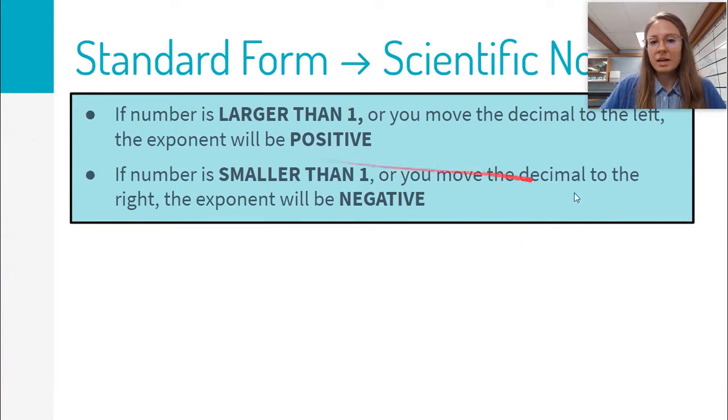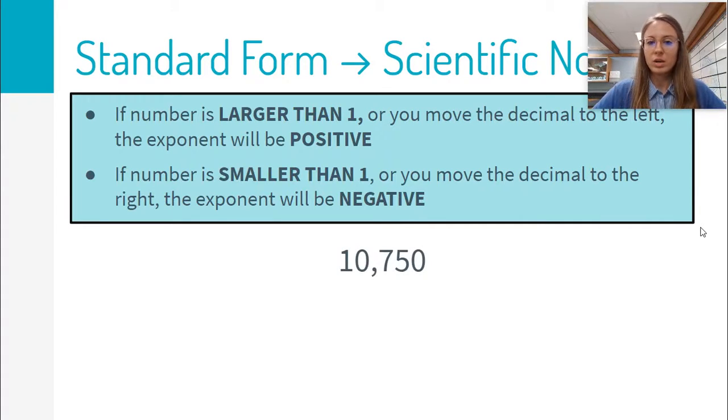I have a blue box here that is helpful information. If your number in standard form is larger than 1, or if you move the decimal to the left, your exponent is going to be positive. If your number is smaller than 1 in standard form, or you move the decimal to the right, then your exponent is going to be negative.